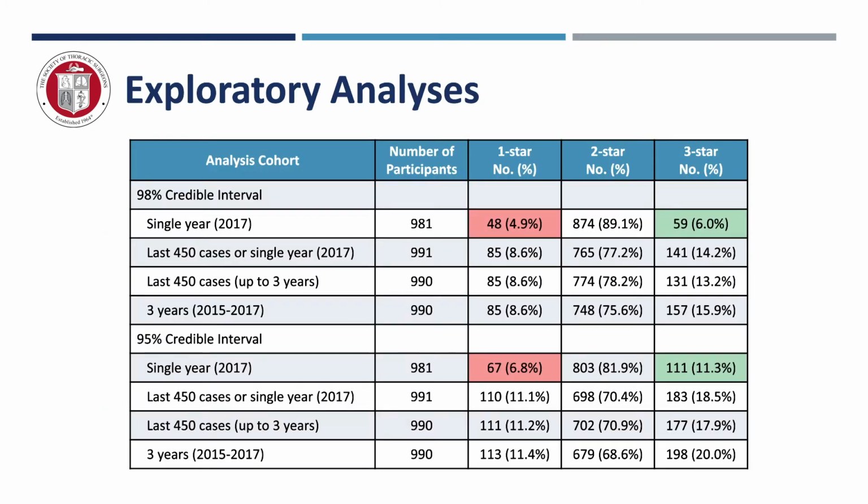This table shows the results of initial exploratory analyses. With the current 1-year 98% credible intervals, only 4.9% of programs could be classified 1-star and 6% as 3-star. This increases slightly when you move to less conservative 95% credible intervals. However, there is a major expansion in the proportion of both 1-star and 3-star programs when moving to either 450 cases, 450 cases or 1 year, or rolling 3-year windows.